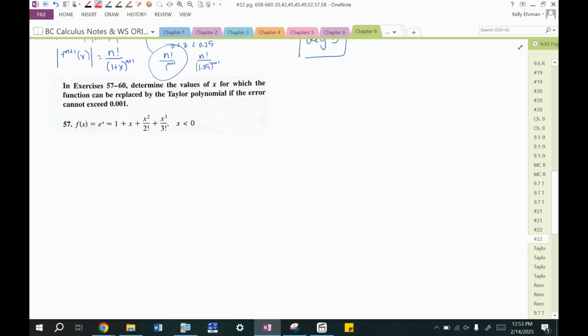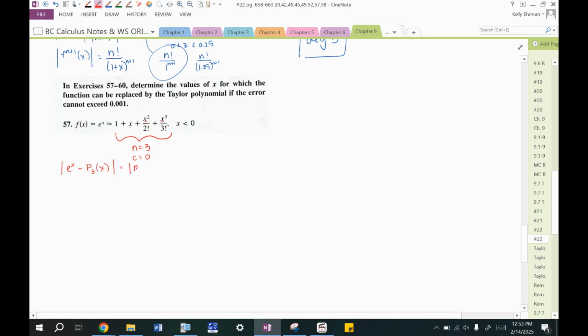Determine the values of x for which the function can be replaced by the Taylor polynomial if the error cannot exceed 0.001. So this is basically like saying, what is that margin of error? How far can we stray from the center? Now on this, I can see two things. I can see that e to the x is being approximated by a third order Taylor polynomial, and I can see it's Maclaurin because the center is 0, since these are all just x's and not x minus some other number to a power. So they're asking me to find the error between e to the x, we don't know what we're plugging in, minus a third order polynomial.